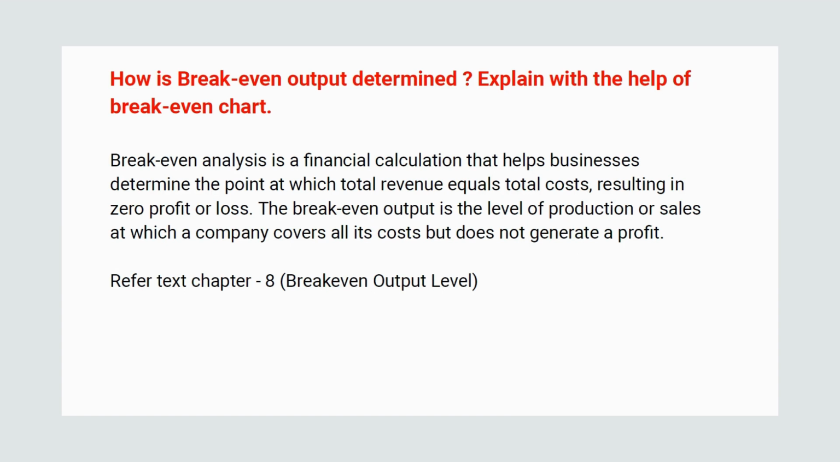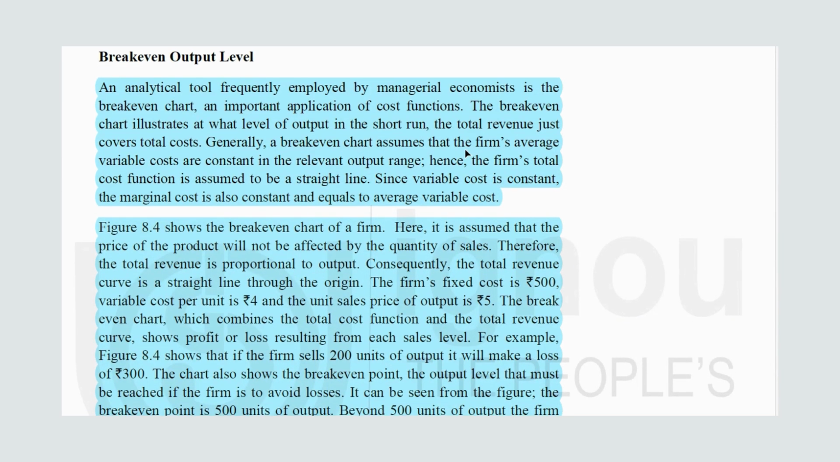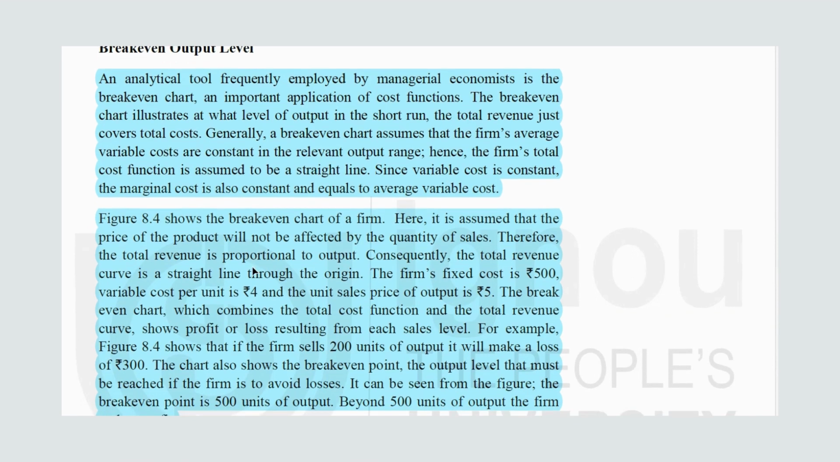The break-even output is the level of production or sales at which a company covers all of its costs but does not generate any profit. So at the break-even output level, there is no profit or no loss. I have asked you to refer to chapter 8 because the notes given there are good and we can understand it. Generally, a break-even chart is a tool that helps to determine what level of output in the short run the total revenue just covers the total cost.